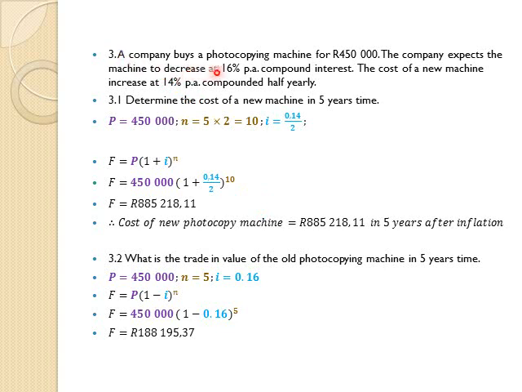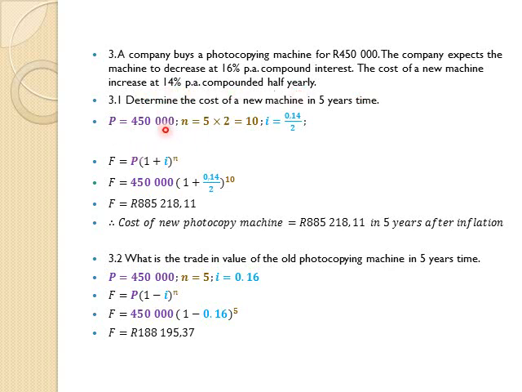Right, the company buys a photocopy machine for 450,000. The company expects the machine to decrease at 16% per annum compound interest, and the cost of a new machine will increase at 14% per annum compounded half yearly. Determine the cost of a new machine in 5 years. So it's increasing at 14% compounded half yearly.